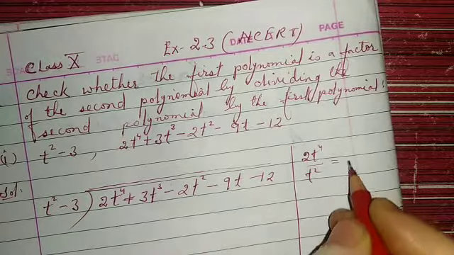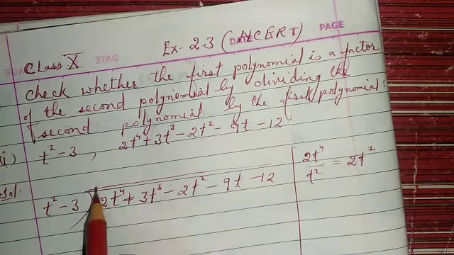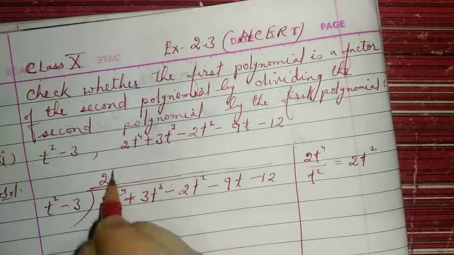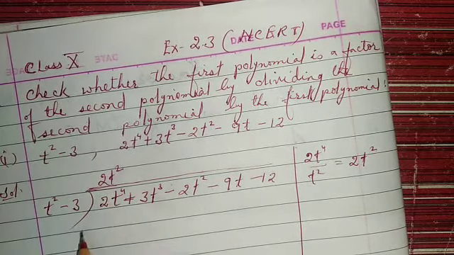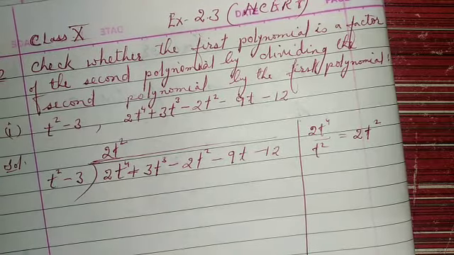So if you divide it, what will you get? You will get 2t square. So the first term in the quotient will be 2t square. Right here, 2t square. Now multiply this one, as you divide, you can divide in this way.